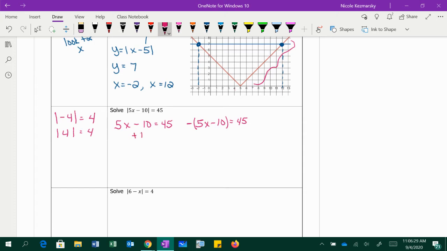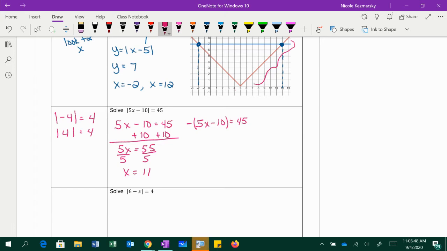So I can add 10 and get 5x equals 55, and then divide by 5 and get x equals 11.